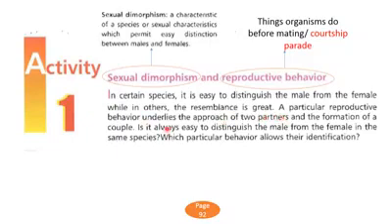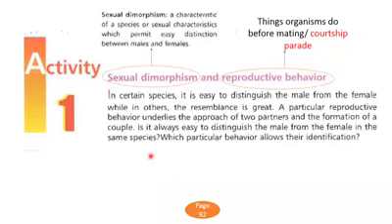A particular reproductive behavior underlies the approach of two partners and the formation of a couple. So there are certain things that the males do before making a couple, before mating. Is it always easy to distinguish the male from the female in the same species? Of course it is not easy, but we have sexual dimorphism that helps us to distinguish. We will learn about it in this activity.